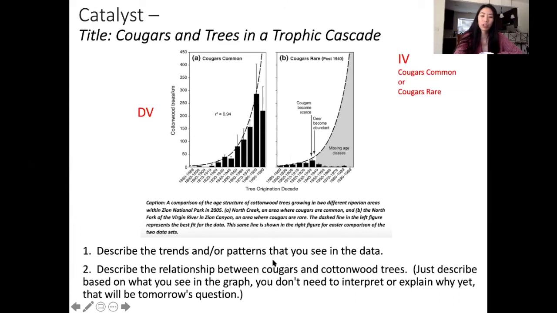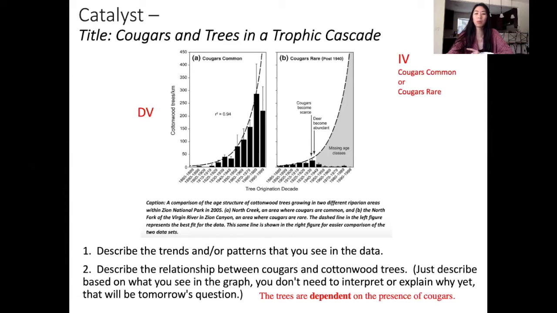For number 2, the relationship between cougars and cottonwood trees, I just told you that. The relationship is that when there are cougars, there are more trees. So the number of trees is dependent on the presence of cougars, and not the other way around. Some of you made a mistake of saying that when there are more trees, that leads to more cougars. But really, when there are more cougars, there are more trees. Sorry if that's a little bit confusing. You can pause and look at this graph a little bit if you need to.